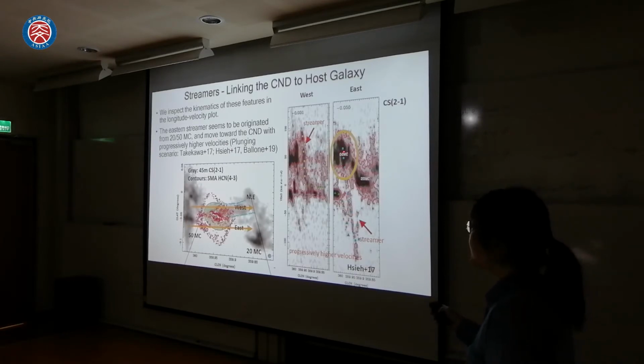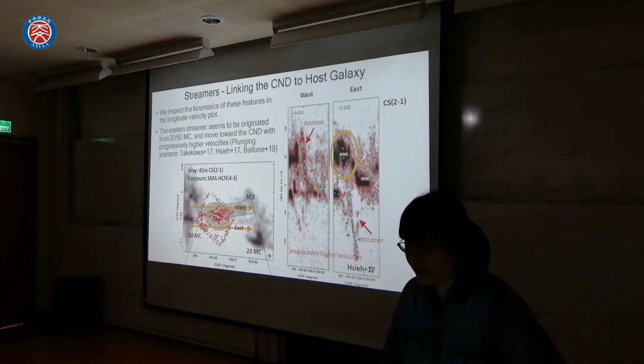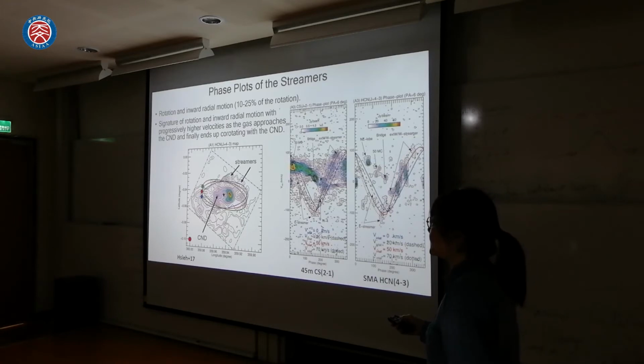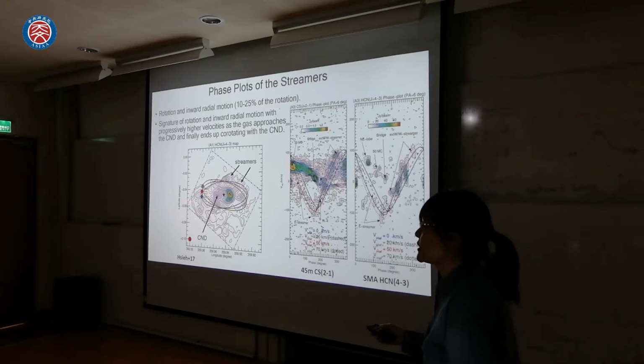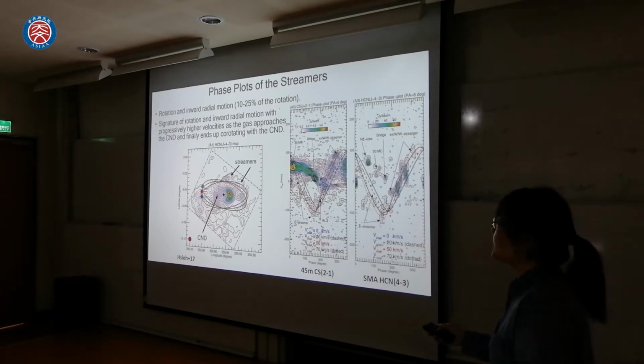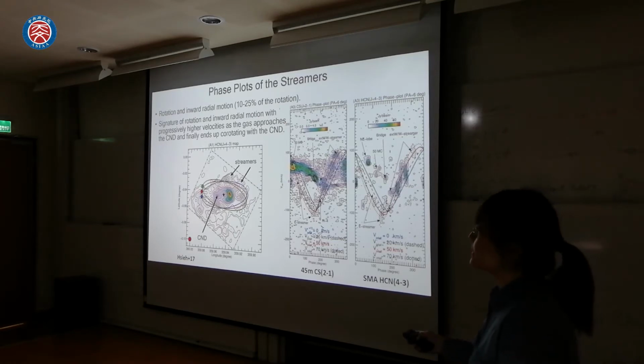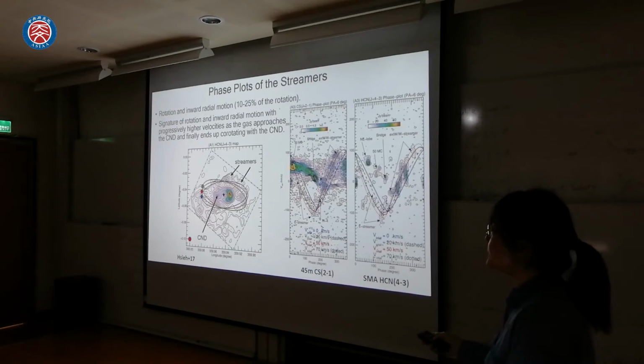This kind of inflow structure is a cascading structure. These streamers show progressively higher velocities as they approach the center, suggesting that this gas is speeding up as it moves toward the center. For a more proper kinematic analysis, we need to compare the velocity information with a model. The model here is a Keplerian rotation curve. So here we extracted spectra along the ellipse, and we have the velocity information as a function of the phase angle of these structures. So this is the phase angle, and this is the velocity information.